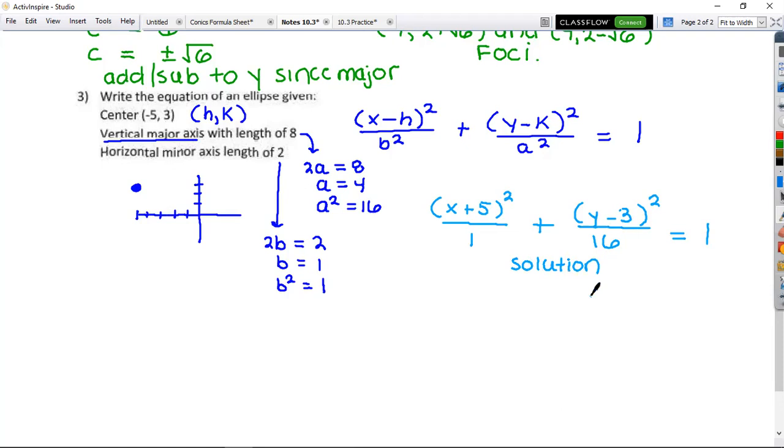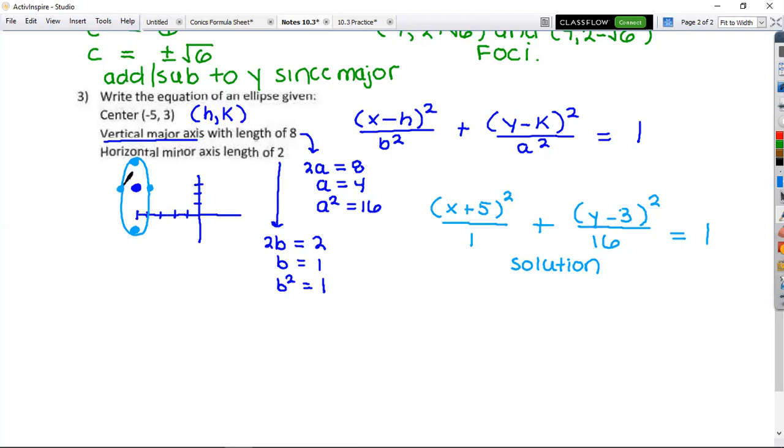All right, how's that one, guys? Decent? Okay. And again, if you wanted to plot this, vertical major axis of length 8, so half of that, so that means I go up 4, down 4, and then over 1, over 1. So it looks like this, if that helps. Okay, so that's what a vertical major axis kind of looks like.